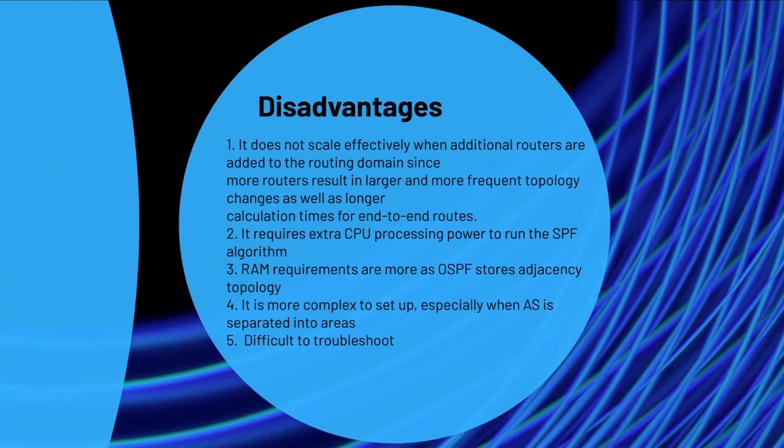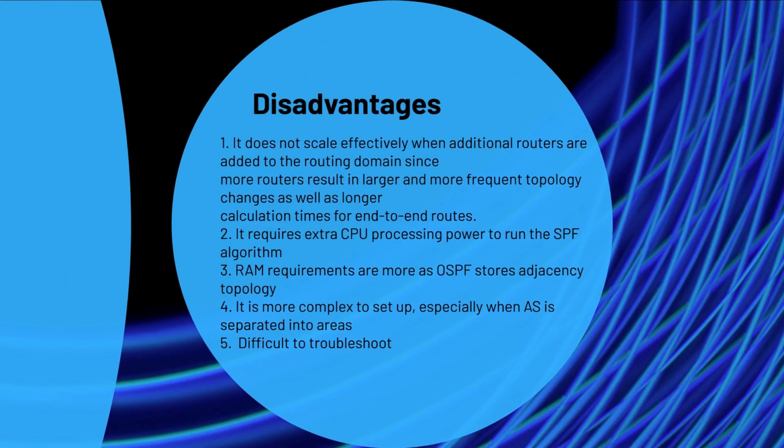Some of the disadvantages are it does not scale effectively when additional routers are added to the routing domain, since more routers result in larger and more frequent topology changes as well as longer calculation times for end-to-end routes. It requires extra CPU processing power to run the SPF algorithm. RAM requirements are more as OSPF stores adjacency topology. It is more complex to set up, especially when AS is separated into areas. It is difficult to troubleshoot.